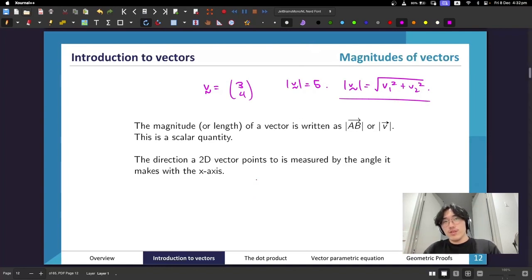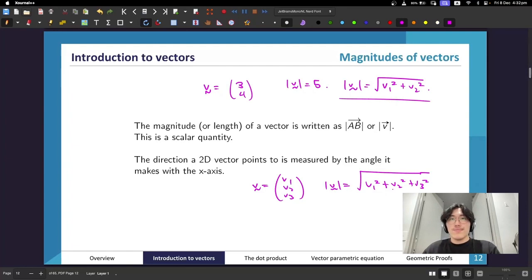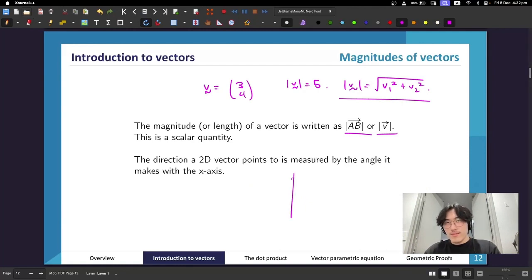And the 3D vector version of this would be, so if v equals (v1, v2, v3), then the magnitude of our vector is the square root of v1 squared plus v2 squared plus v3 squared. Obviously, since it's just length and not a direction, it's a scalar quantity. The direction a 2D vector points to is measured by the angle it makes with the x-axis. So this is some Extension 1 revision again, but if we have some vector v, then we can represent its direction with this theta that it makes with the x-axis.